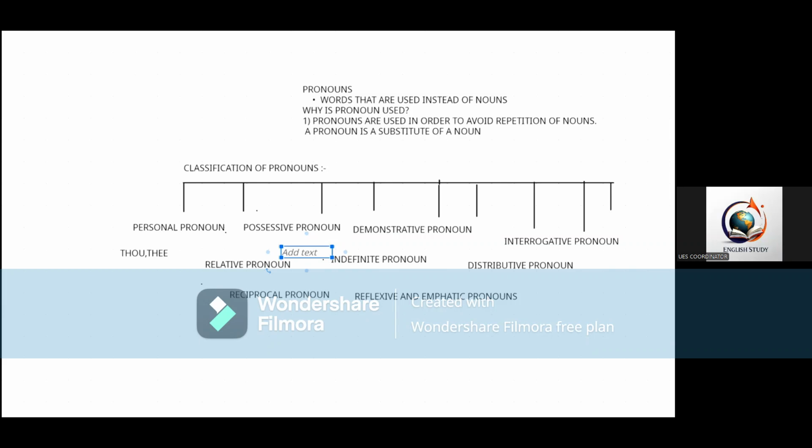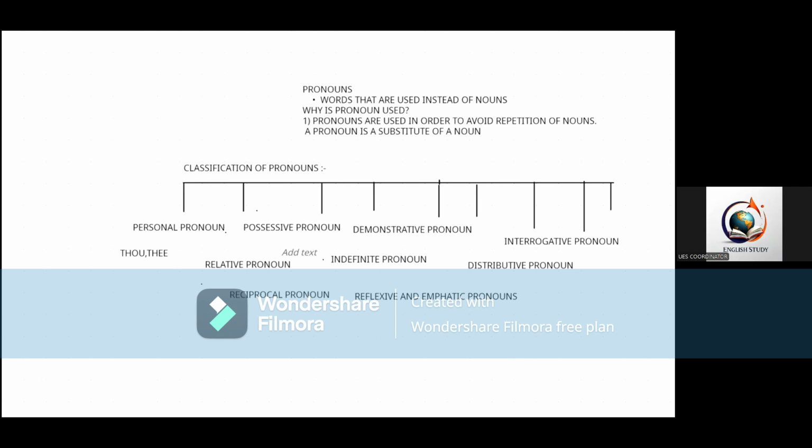Now let us come to demonstrative pronouns. So what are the demonstrative pronouns? We will see: this, that, these, those, some and such. These are the demonstrative pronouns. Generally six in number: this, that, these, those, some, such.